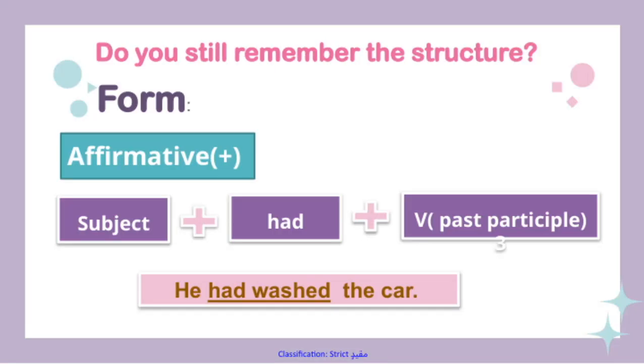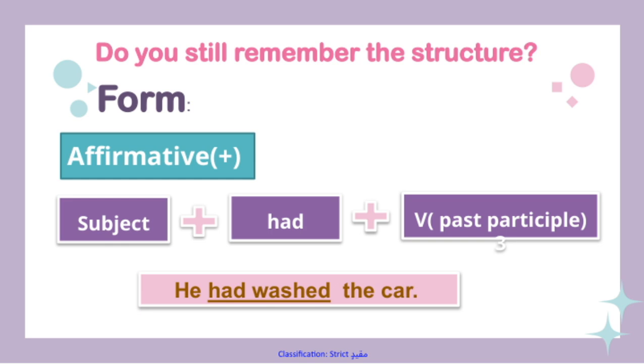All right, let's take a closer look at this example. He had washed the car. Now, this sentence uses the past perfect tense, which is formed with the auxiliary verb had plus the past participle of the main verb, in this case, washed. The key point here is that had indicates that the action was completed before some other past event. Notice how the structure is quite straightforward. Subject plus had plus past participle. This structure is essential because it helps us express actions that happened before another past action.